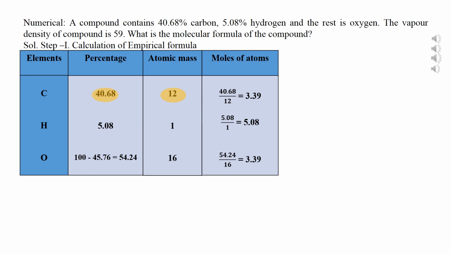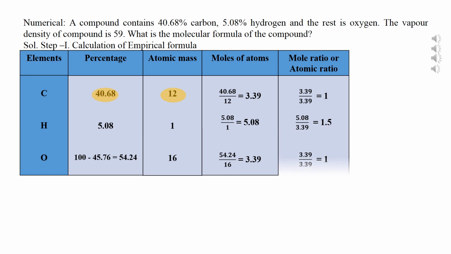Our next step is to find the atomic ratio, the mole ratio. To find this, we divide the results obtained in the previous step by the value which is the smallest among them. In this case, the smallest value is 3.39. So we divide all the values by 3.39.